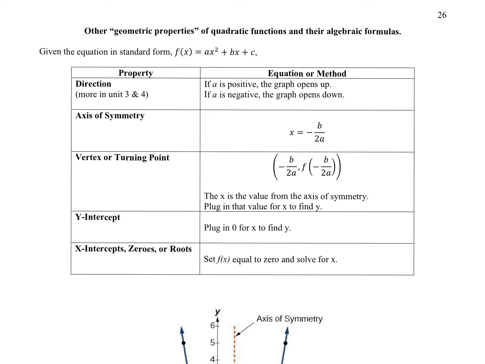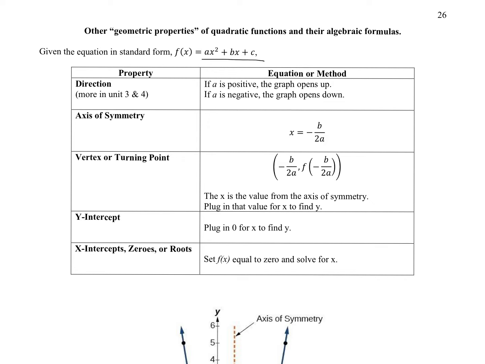So part of this lesson is just building this concept of looking at these geometric properties of algebraic functions. And specifically in this lesson, we're going to focus on those parabolas that come from quadratic functions. So on this page, we're going to look at the different properties. First off, given the equation in standard form, ax squared plus bx plus c.